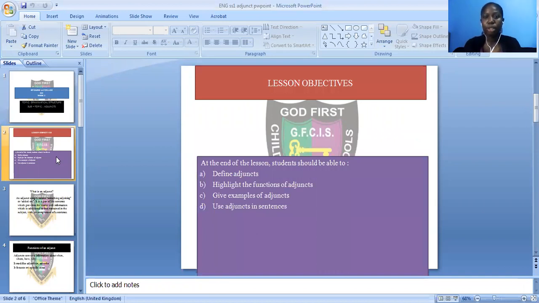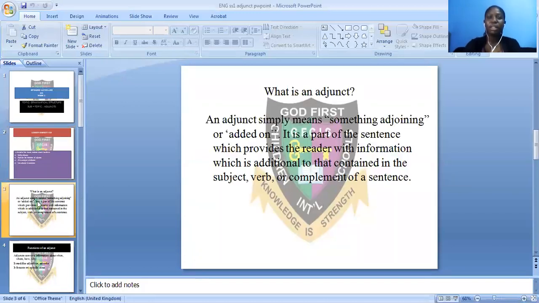At the end of this lesson, you should be able to define adjuncts. That's the number one thing. I'm going to give you the definition of an adjunct, then you learn it. Number 2, you should be able to highlight the functions of an adjunct. We also have some functions of an adjunct in the English language, so you should be able to highlight their functions. And then number 3, you should be able to give examples of adjuncts in the English language, and also to use these adjuncts in sentences. All right, let's proceed to the first lesson objective. That's the definition.